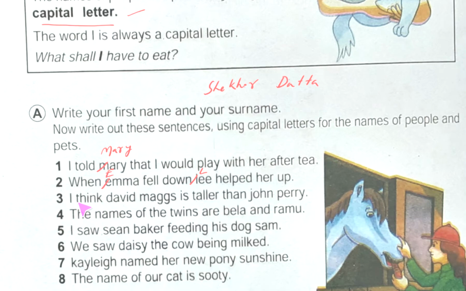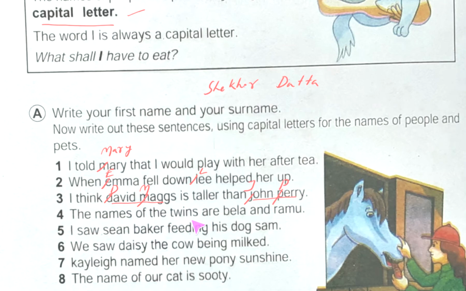Next one, 3 number, I think David Max is taller than John Perry. So, here we have found two persons' names, one is David Max and another one is John Perry. Okay, they are here with their first name and surname also. So let's correct it. Here D will be capital and here M will also be capital. Same thing will happen here. John will be capital and Perry will also be a capital letter.